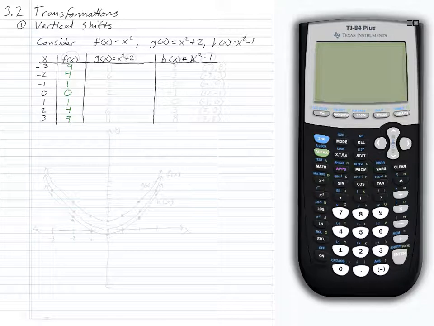But now we are going to take those outputs and add 2 to find points on the function g of x. So negative 3 squared gave us 9. If I add 2 to that, I get 11. Negative 2 originally gives us 4. If I add 2 to that, I get 6. Negative 1 gave us 1. Adding 2 gives us 3. 0 squared gave us 0. So 0 squared plus 2 would be 2. And we can continue in that fashion. Notice that we're taking the old output, f of x, and we are just adding 2 to it.